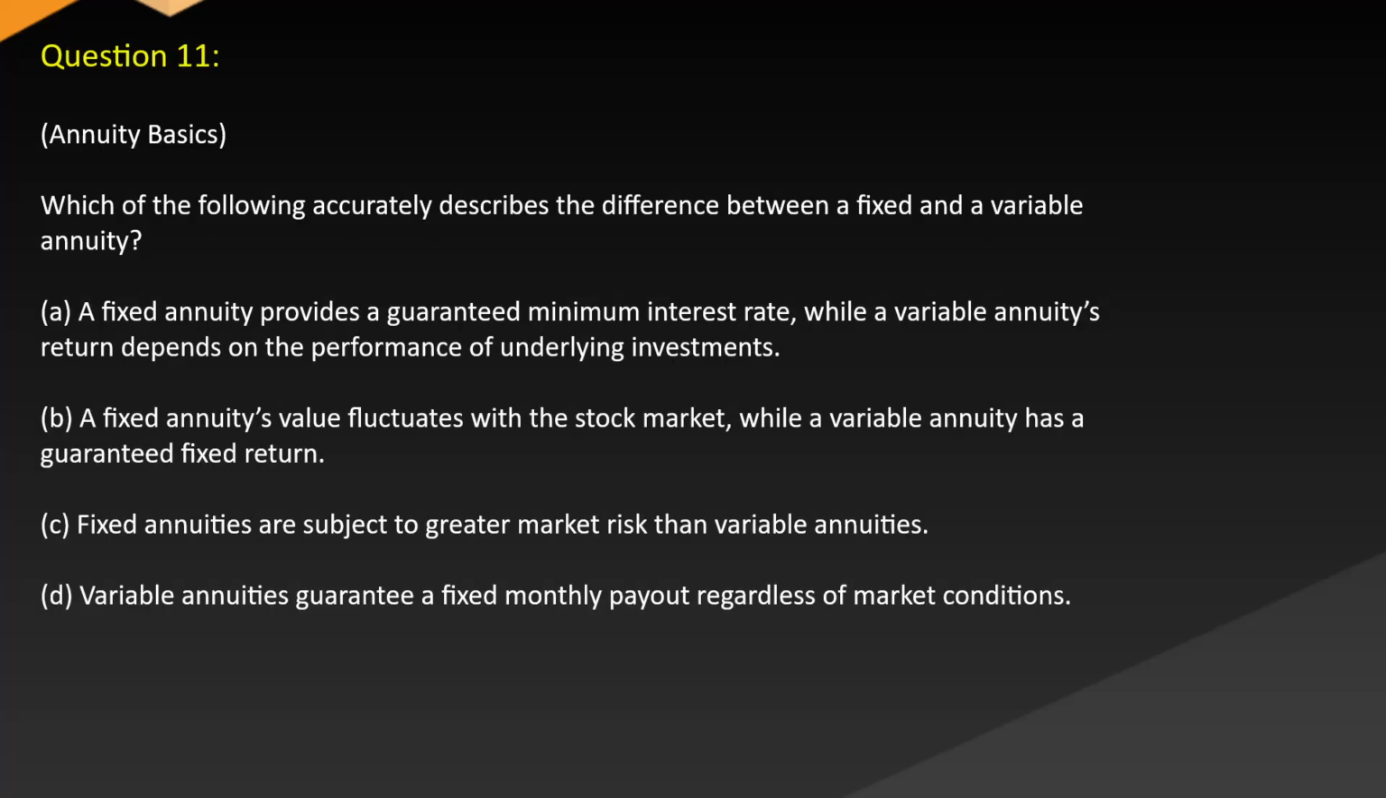Question 11. Annuity basics. Which of the following accurately describes the difference between a fixed and a variable annuity? A. A fixed annuity provides a guaranteed minimum interest rate, while a variable annuity's return depends on the performance of underlying investments. B. A fixed annuity's value fluctuates with the stock market, while a variable annuity has a guaranteed fixed return. C. Fixed annuities are subject to greater market risk than variable annuities. D. Variable annuities guarantee a fixed monthly payout regardless of market conditions.